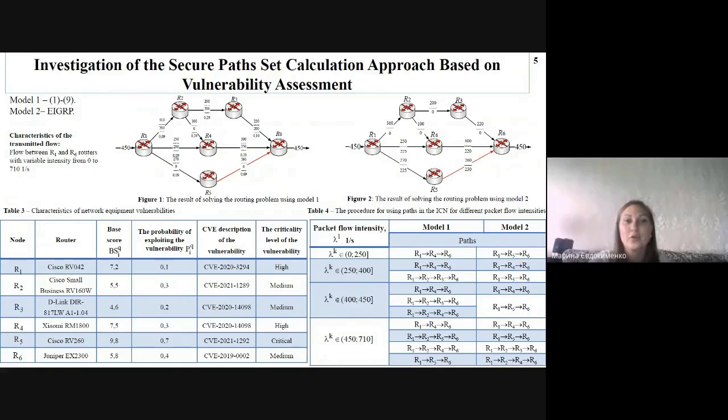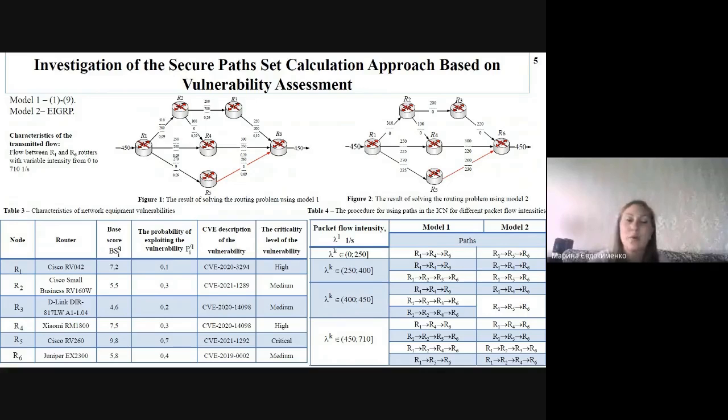As shown in figures 1 and 2, for example in figure 1, as a result of solving the routing problem using the proposed approach, model 1, the packet flow of intensity 250 was transmitted first through the route which contained the least vulnerable links. During congestion of this route, the rest of the flow was transmitted along the next vulnerable path. At the same time, it should be noted that the path which contained the most vulnerable communication links was not used at all.